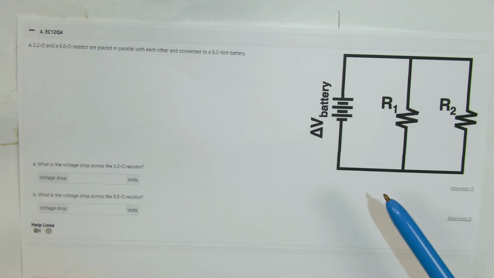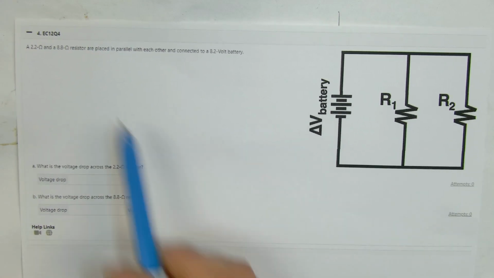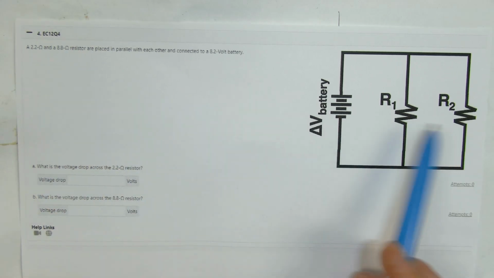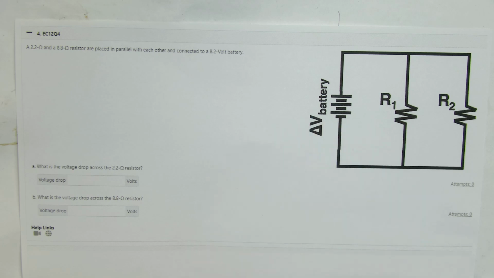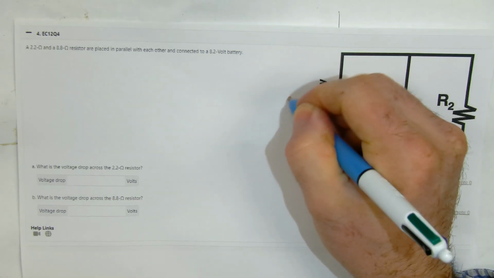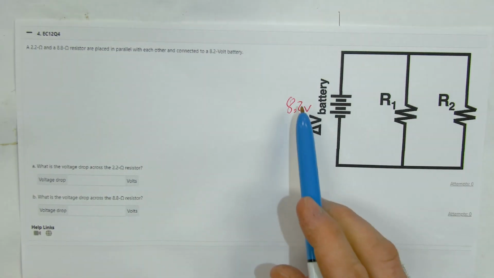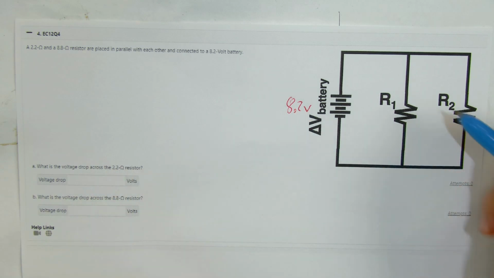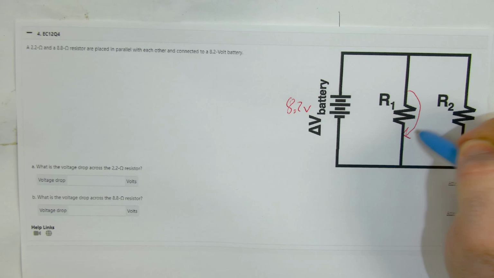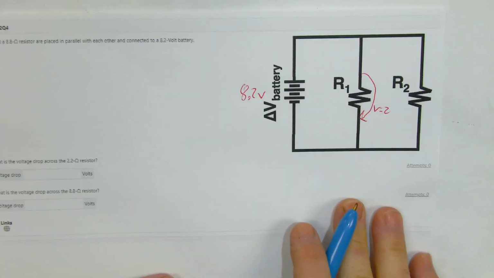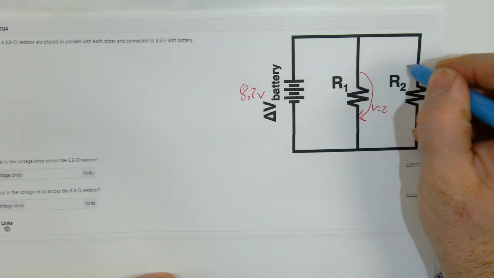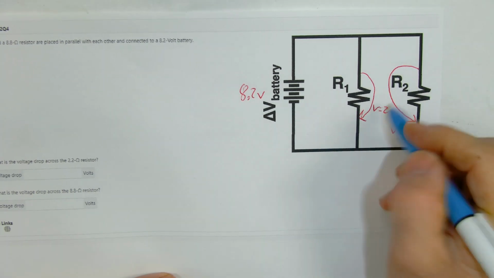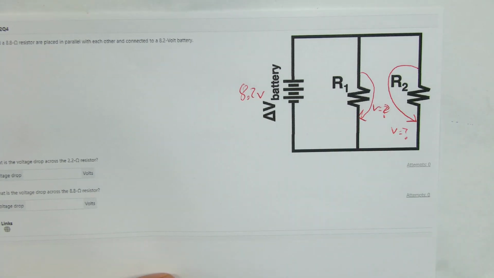I got a lot of questions here. It says a resistor, it gives us a number, and tells us what they are connected to: an 8.2 volt battery. And then it wants to know the voltage across, the voltage drop. What is the voltage here? And what is the voltage here? What is the voltage drop across both of those?